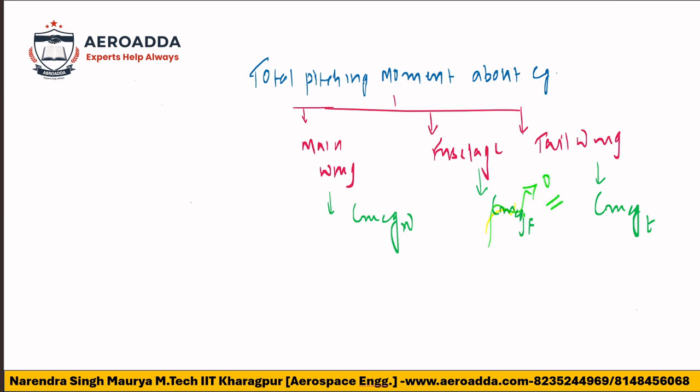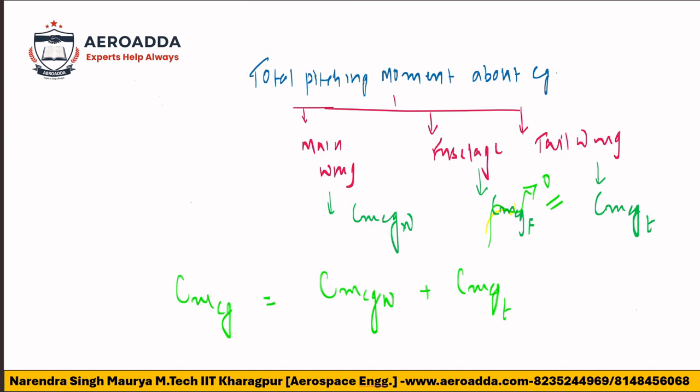This one we can neglect. So your CMCG of the aircraft. For the aircraft only I will write CMCG. Okay, so CMCG of the aircraft is nothing but CMCG of the main wing plus CMCG of L.